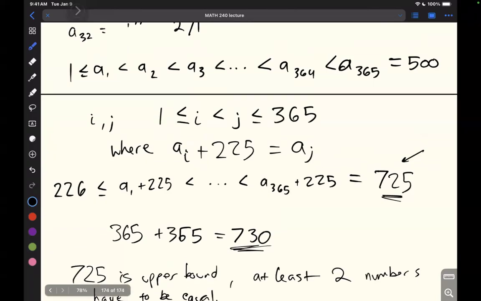How about it? Can any of these numbers be equal? No, because it's strictly increasing. Can any of these numbers be equal to each other? No.